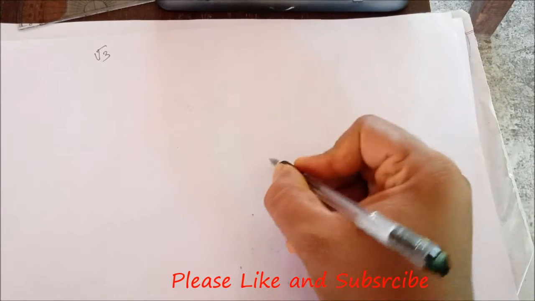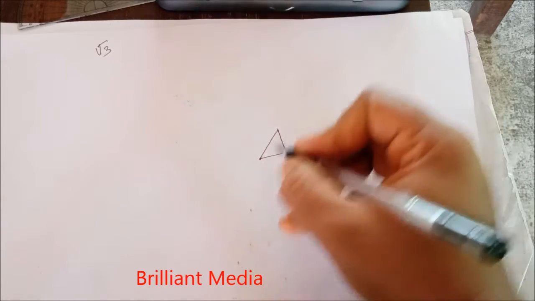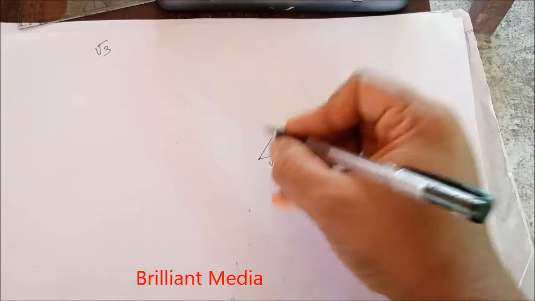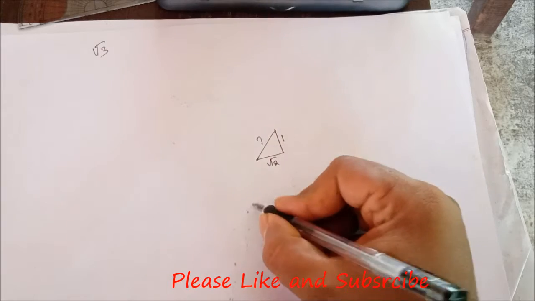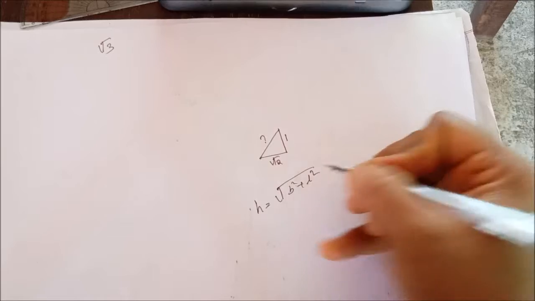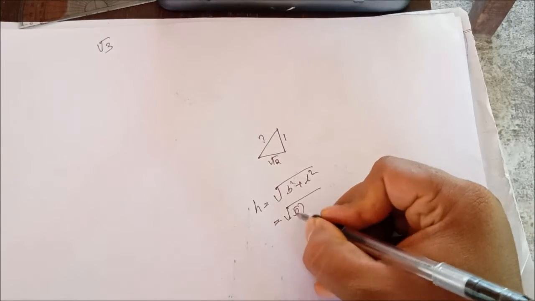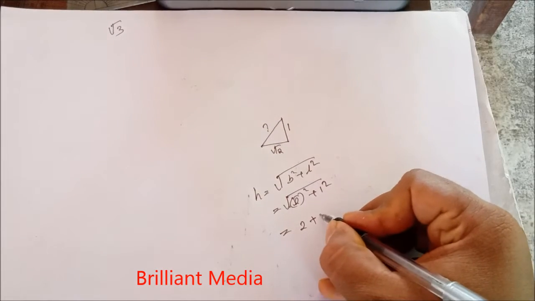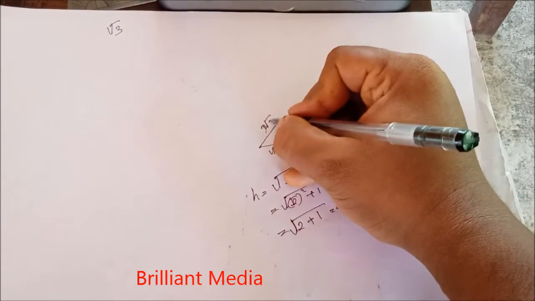So there is a right angle triangle, as we discussed earlier. Its one side is root 2 and this side is 1. Then please tell me what is the length of this hypotenuse. By using Pythagoras theorem, hypotenuse is equal to root of base squared plus altitude squared. So we can write it as root of root 2 squared plus 1 squared. The square of root 2 is 2 and the square of 1 is 1. So this is root 3. That means we got root 3.